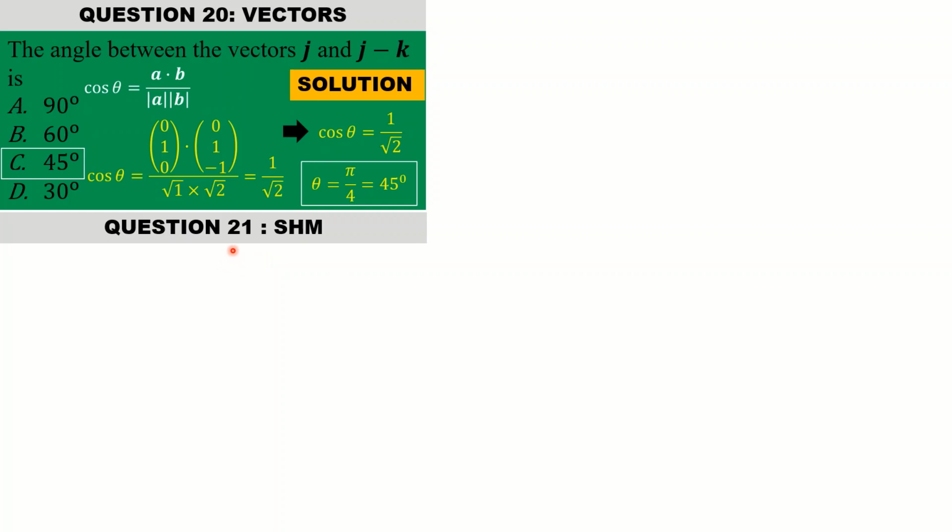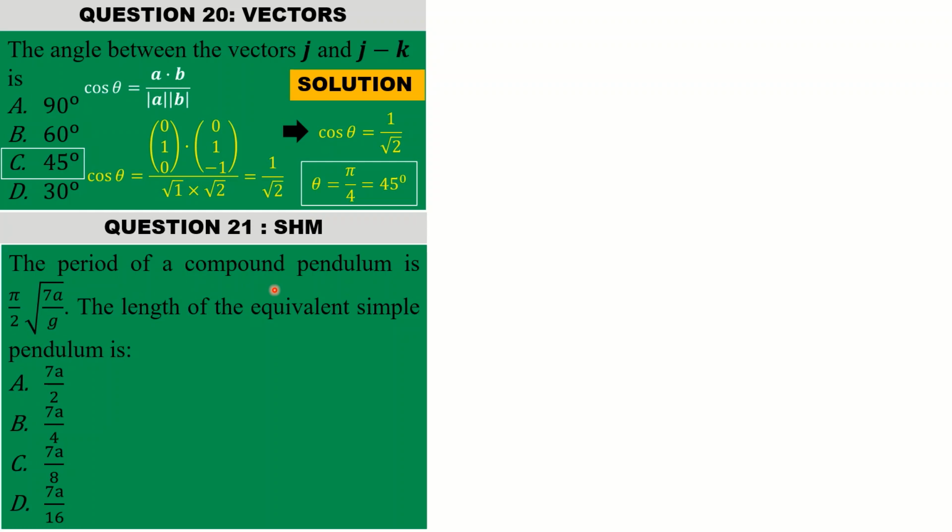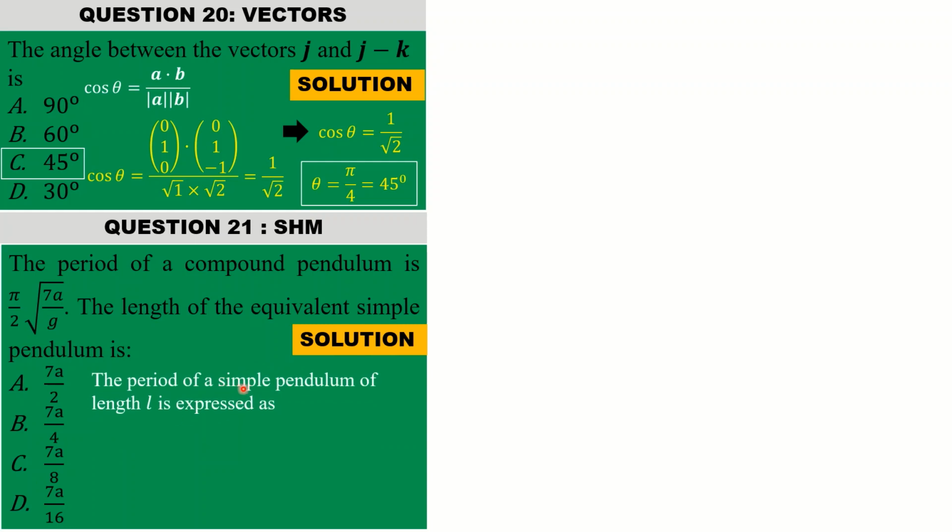So question 21, I abbreviated simple harmonic motion. The question reads, the period of a compound pendulum is given by this. The length of the equivalent simple pendulum is. So the period of the simple pendulum with length L is simply expressed as T is equal to 2 pi root L over g.